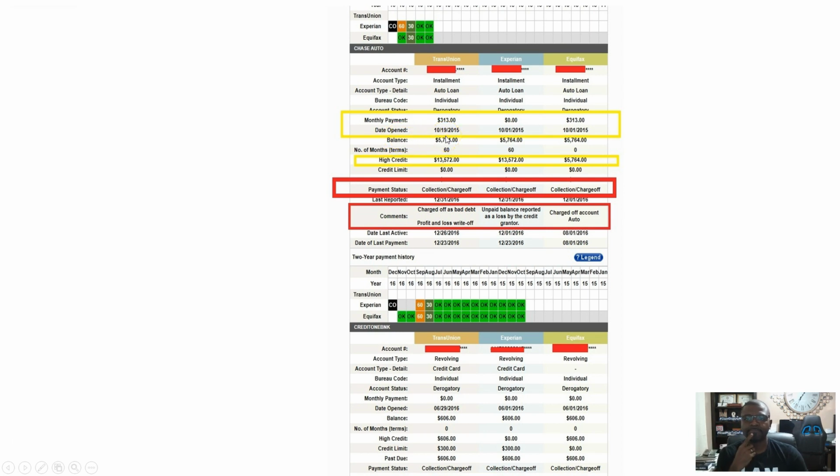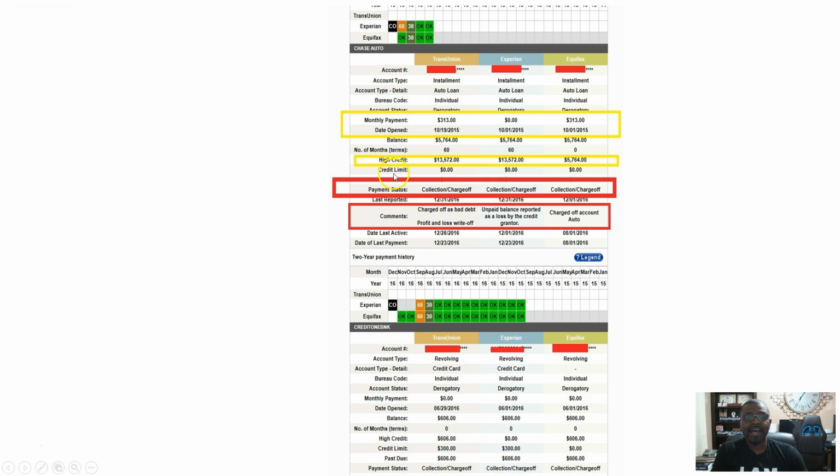10/19/2015 TransUnion. 10/1 Experian. 10/1 Equifax. But wait a minute. Why are these two different? See, the data is not reporting correctly. It's inconsistent. So you have to challenge based on that.